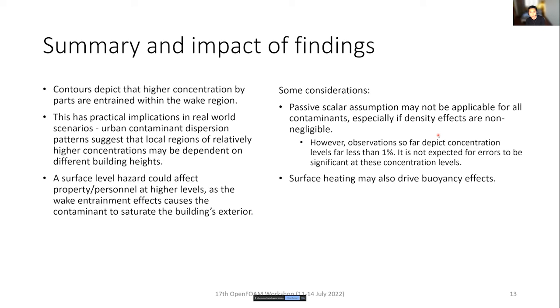And also, the last thing is that considering this is an urban environment, the effect of urban heating and surface heating may actually induce further verticality in that flow due to buoyancy effects, and that is not considered for now. So our simulations are non-isothermal.